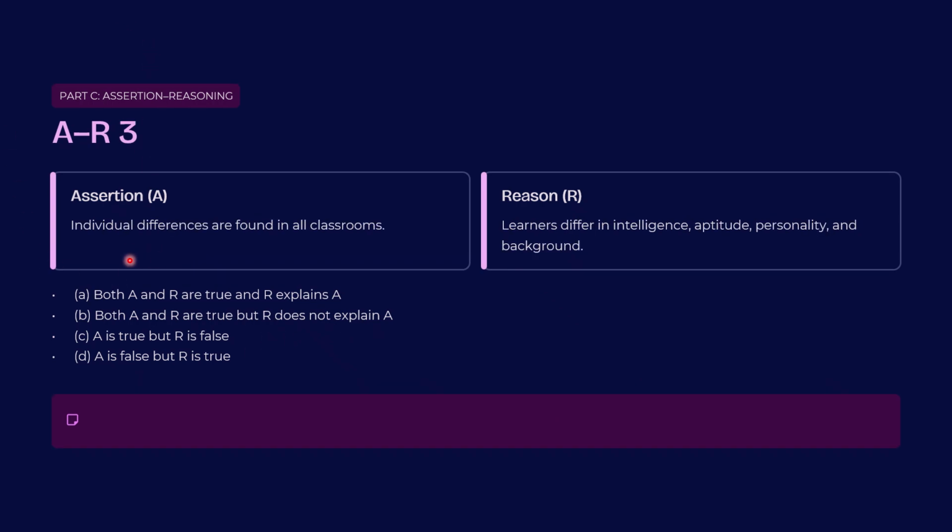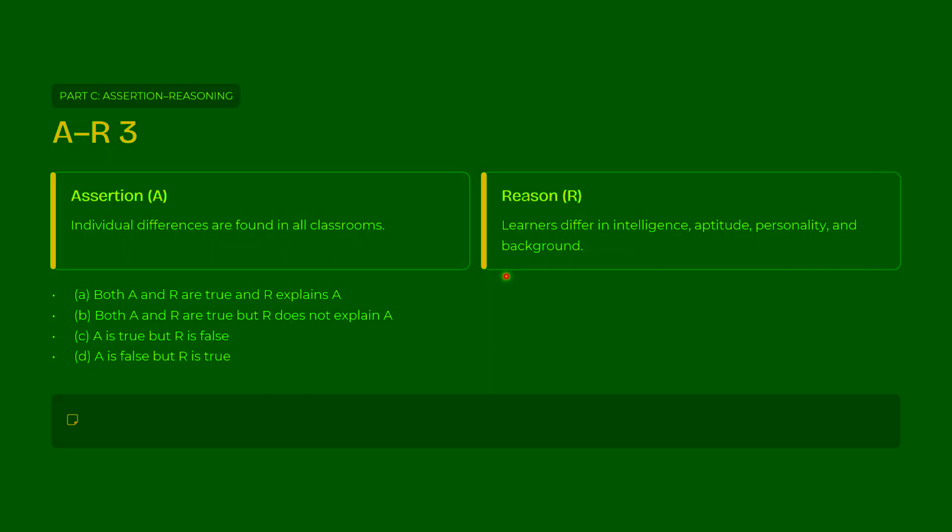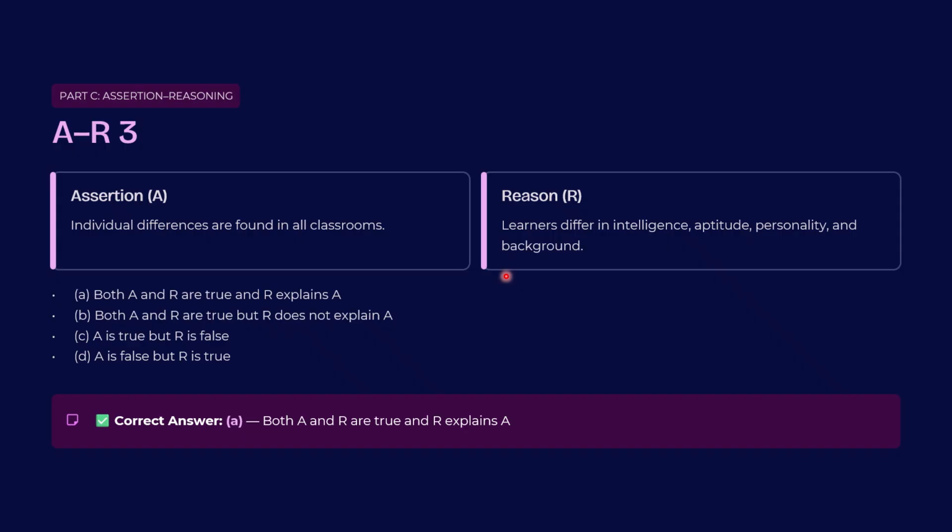Our next question. Assertion: individual differences are found in all classrooms, and reason is learners differ in intelligence, aptitude, personality, and background. So here the assertion says that every classroom has learners who are different from one another. This is absolutely true. No two learners are exactly alike. Now, the reason: learners differ in intelligence, aptitude, personality, interest, attitude, family background, and learning style. The statement is also true. These differences explain why every classroom is diverse. Therefore, both statements are true, and the reason correctly explains the assertion. So, here the correct option is option A, that is both A and R are true, and R explains A.